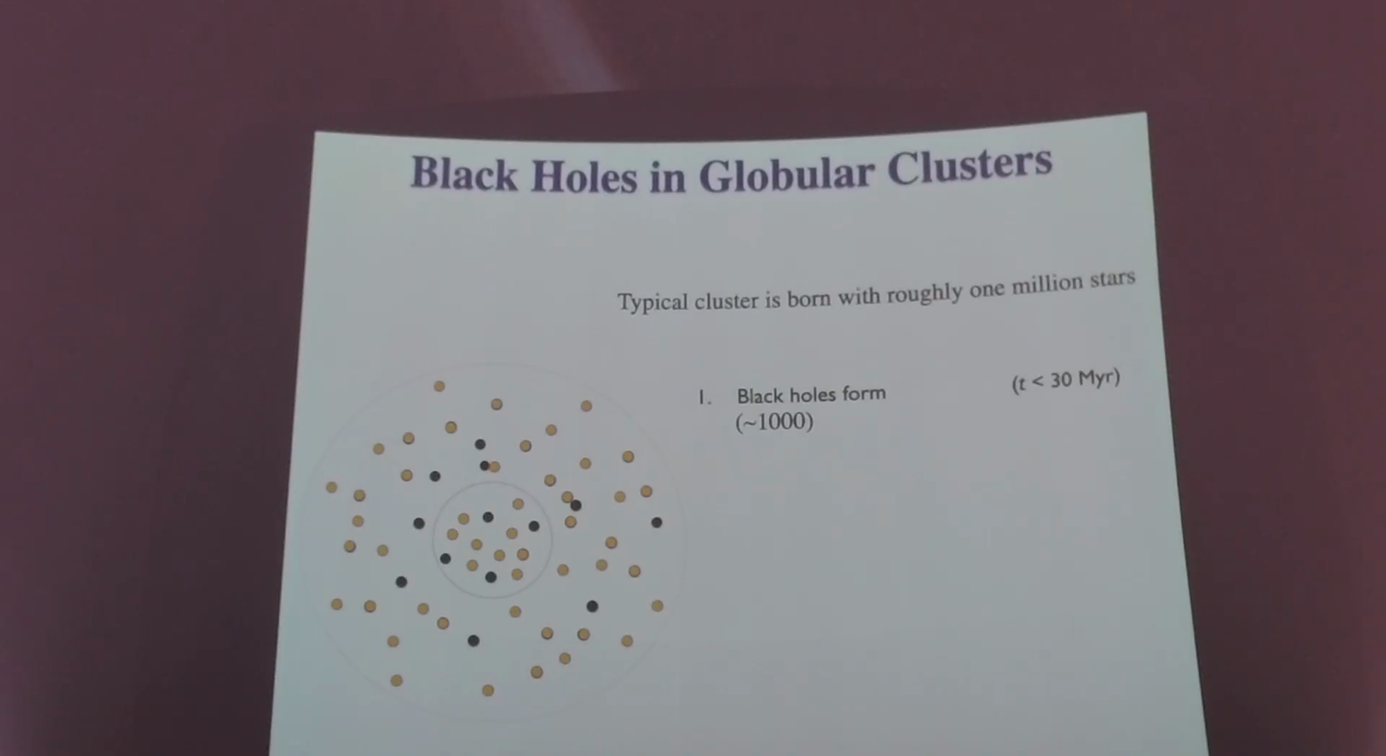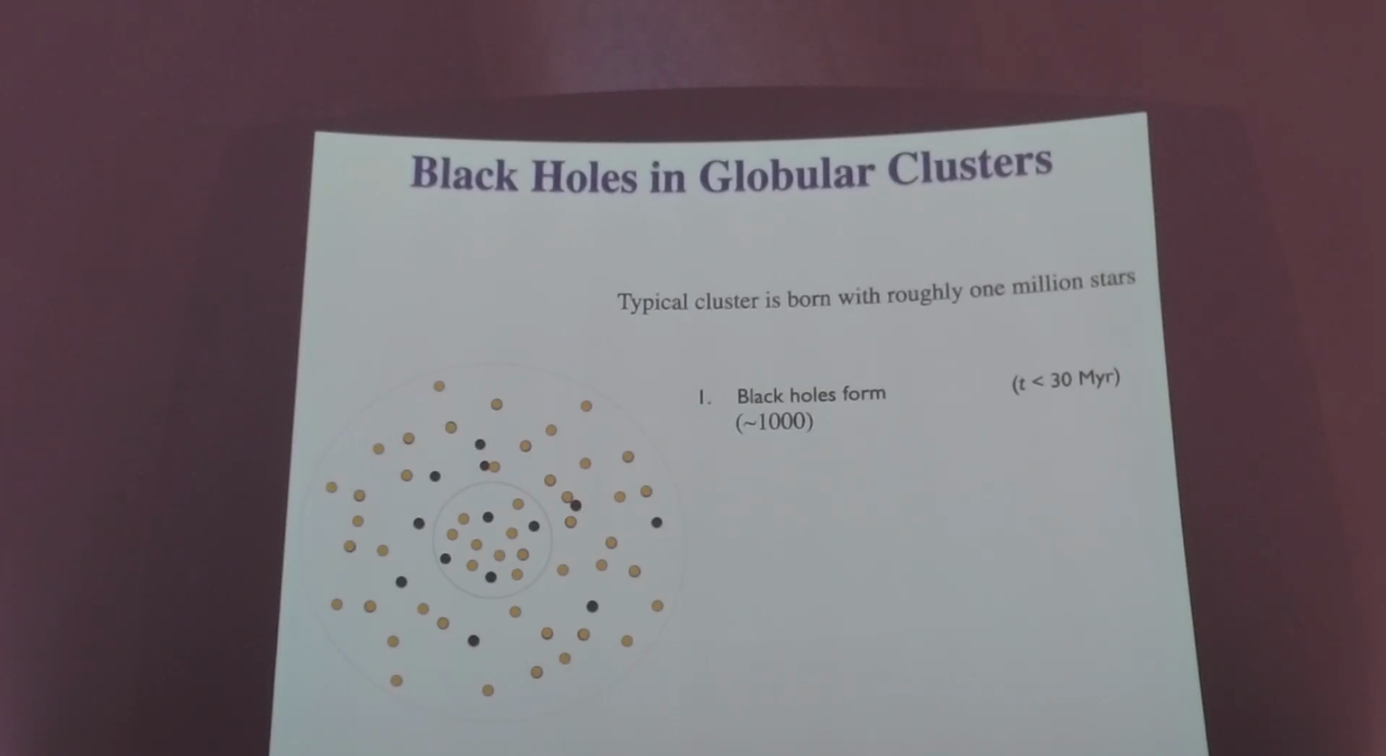Now, as it turns out, for a typical population of stars, roughly 1 out of 1,000 stars is massive enough to collapse into a black hole. So if we have a typical globular cluster with around 1 million stars, around 1,000 of these stars will be massive enough to form black holes. So think about those pictures I was showing earlier at the very beginning. Each one of those globular clusters we think has around 1,000 black holes in it.